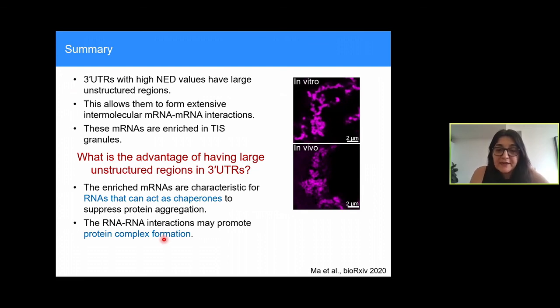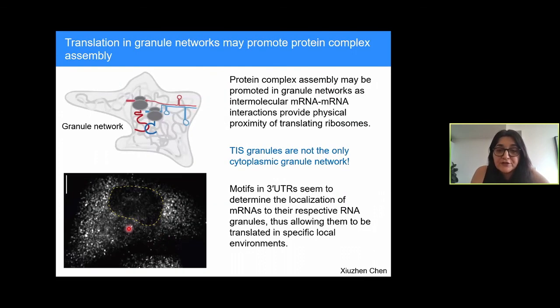And this is my very last slide, where I want to show you that TISC granules are not the only cytoplasmic granule network in cells. We recently found another granule network that is formed by a different RNA binding protein. And we think that the motifs in the 3' UTRs can determine what RNAs localize to one granule network or the other. This allows their translation in specific environments, and the translation in these specific environments then might influence protein functions. And that's basically what we are working on right now.